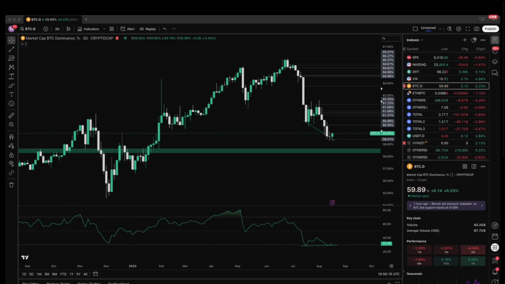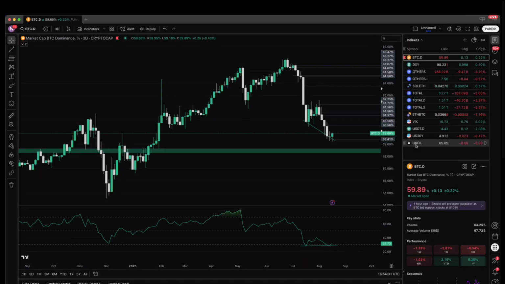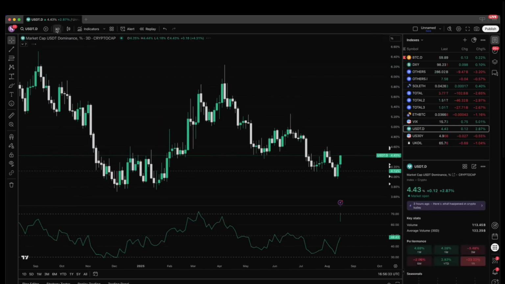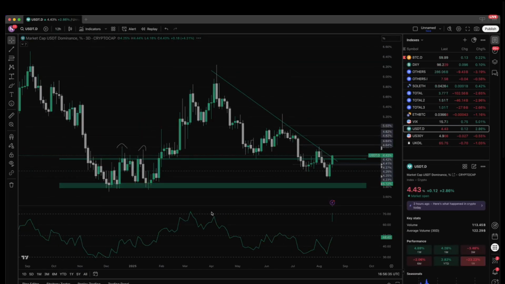You know your trend line on USDT dominance. You did online chart. We haven't broken it. If it peaks, does this make a difference? We haven't yet broken out of USDT dominance.